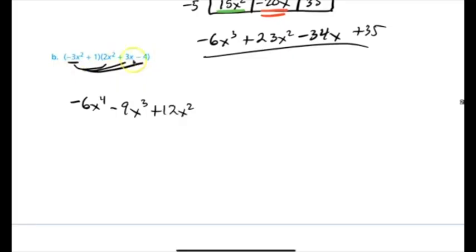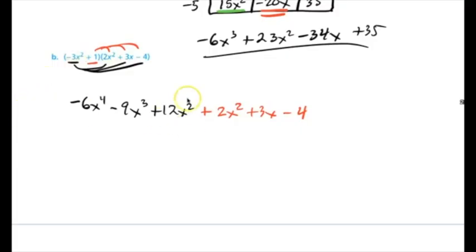Then we're going to do the same thing. We got to finish off this polynomial here. We got to do the same with the 1. Multiply by every single one of those. So this one's easier. 1 times 2x squared is 2x squared. 1 times 3x is 3x. And then 1 times negative 4 is negative 4.